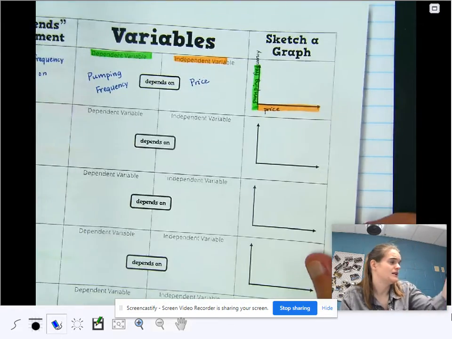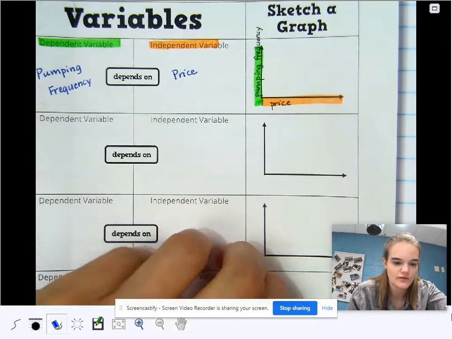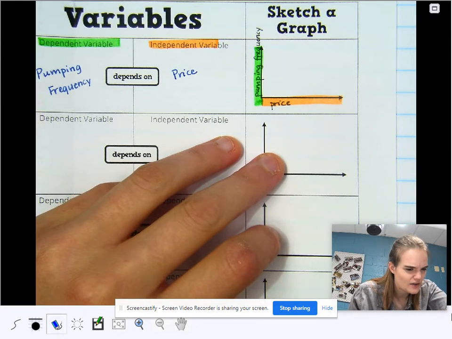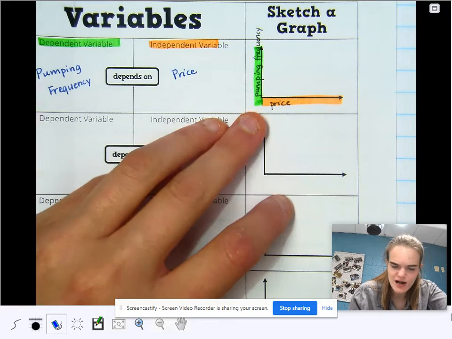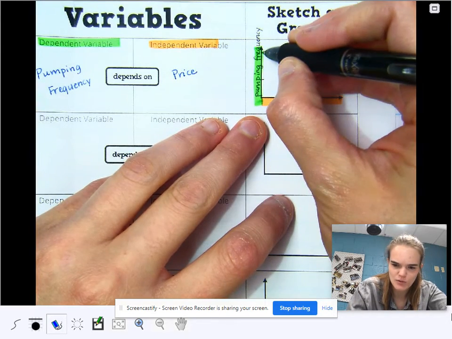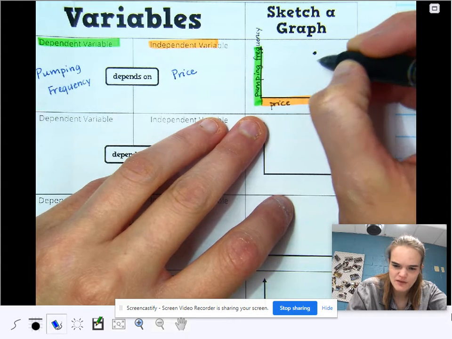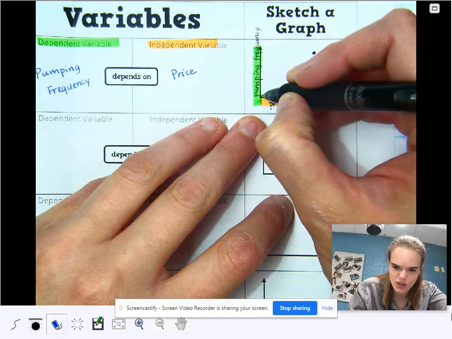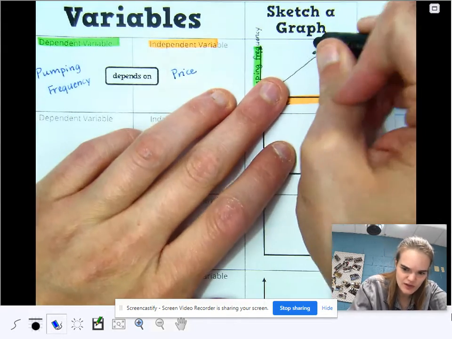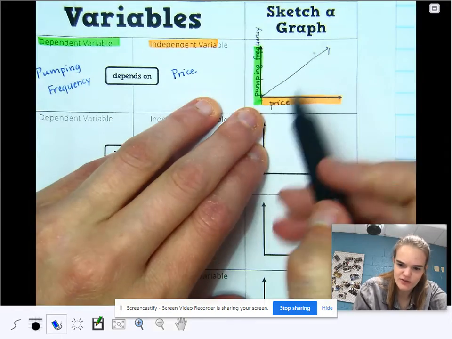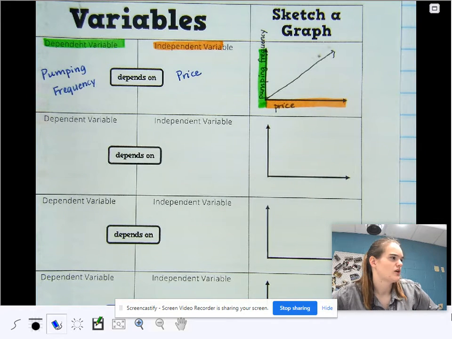Pumping oil and natural gas is something that continues forever, so it's a continuous graph. And it says they pump more when prices are high. So that looks like it's up here somewhere. They pump less when prices are low. So it's going to be a continuous graph. As the price increases, the pumping is going to increase. So there's our graph.